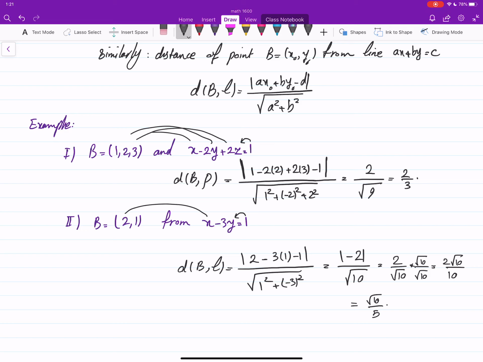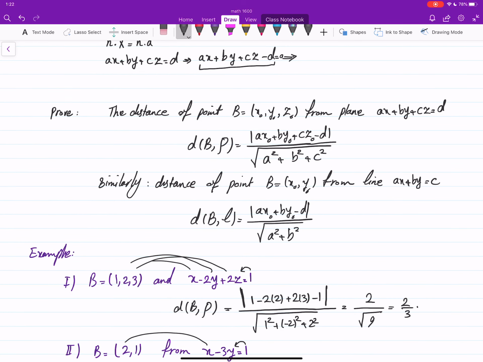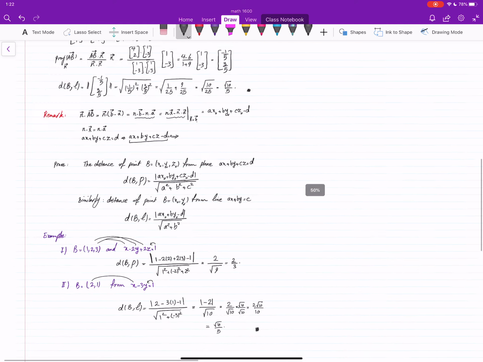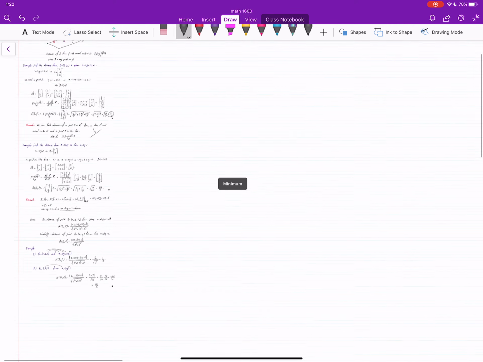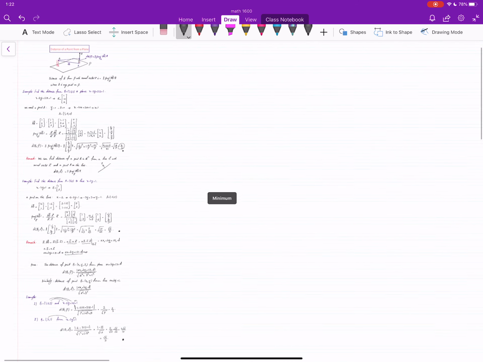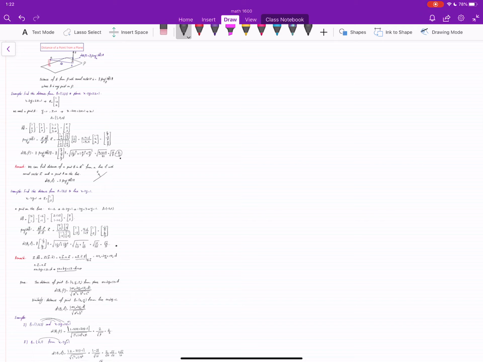So this way we have a closed formula. You don't need to do any of those projection things, although you need to understand the mechanism here, how we find the distance. Okay. So this was the video in which we did the distance of a point from a plane, or in general an object with a normal vector.